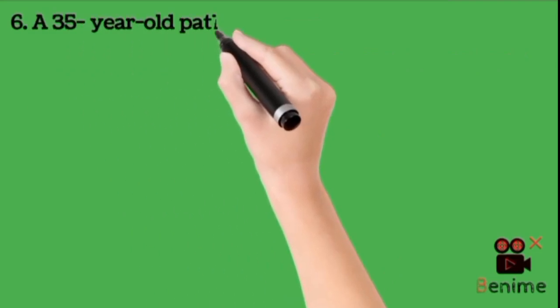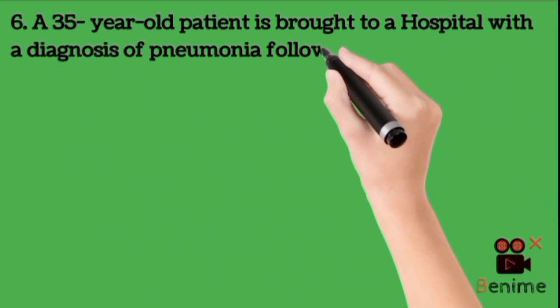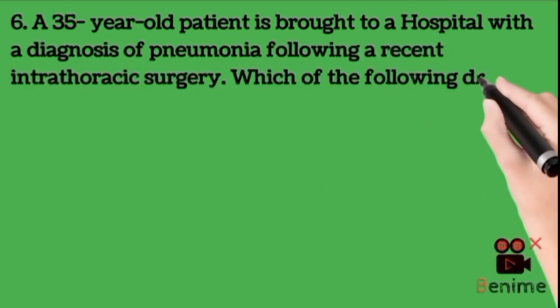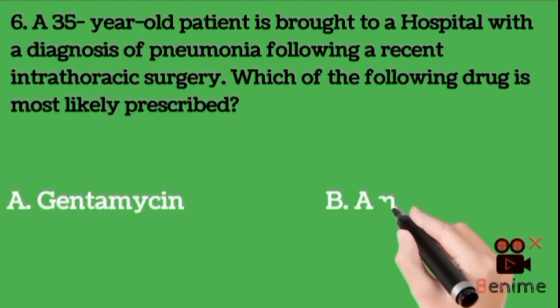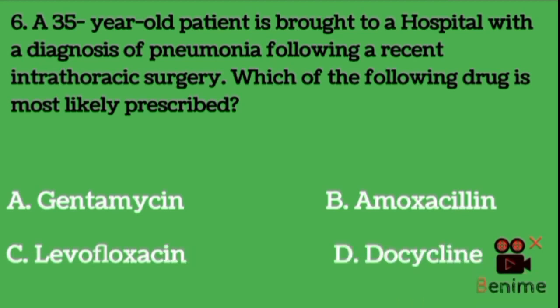6. A 35-year-old patient is brought to a hospital with a diagnosis of pneumonia following a recent intrathoracic surgery. Which of the following drug is most likely prescribed? A. Gentamicin. B. Amoxicillin. C. Levofloxacin. D. Doxycycline.